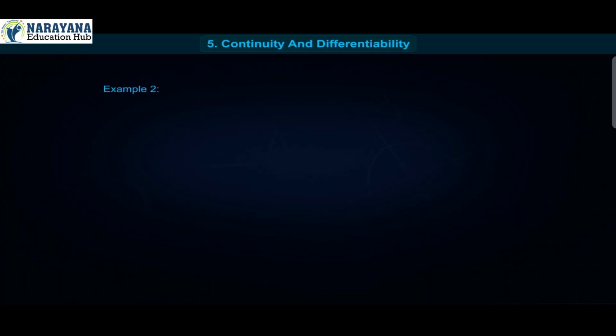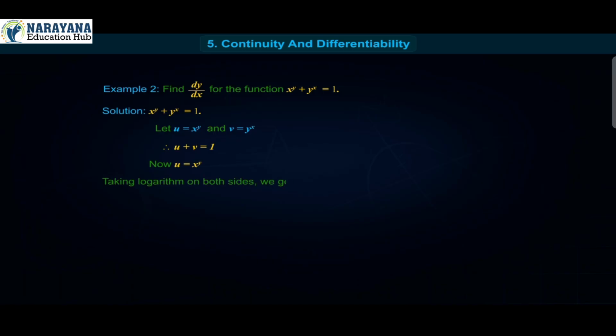Example 2. Find dy/dx for the function x^y + y^x = 1. Solution: x^y + y^x = 1. Let u = x^y and v = y^x. Therefore, u + v = 1. Now, u = x^y. Taking logarithm on both sides, we get log u = y log x.